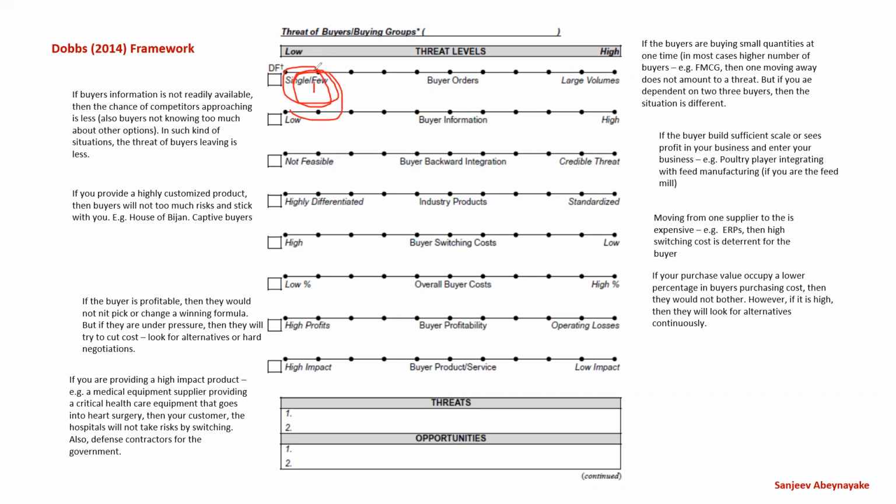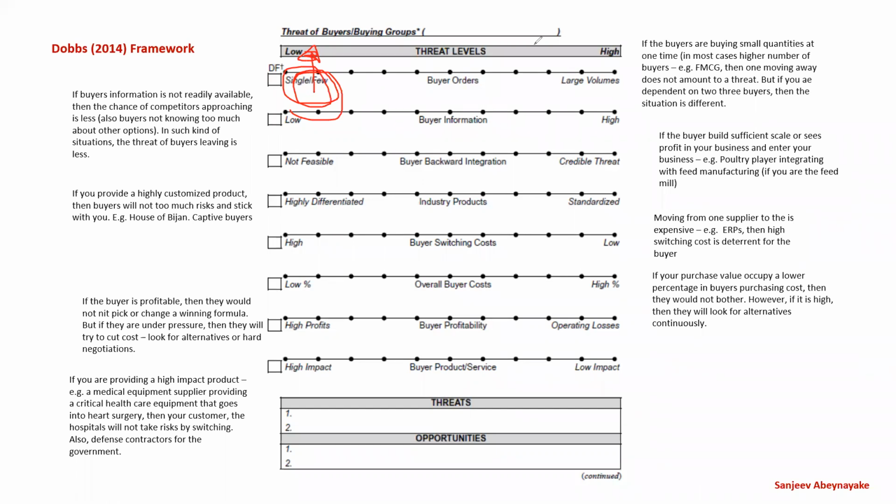So therefore, if that's the case, the buyer's threat is lower as far as the customer is concerned. But if the customers at one time buy large volumes, and let's say you are a manufacturing operation that sells food items to other companies, and a few customers buy large volumes, then it's a problem because the buyer in that case will have a lot of power. If they stop one order, that's going to impact your business.